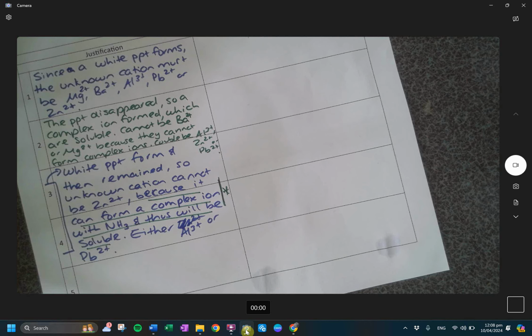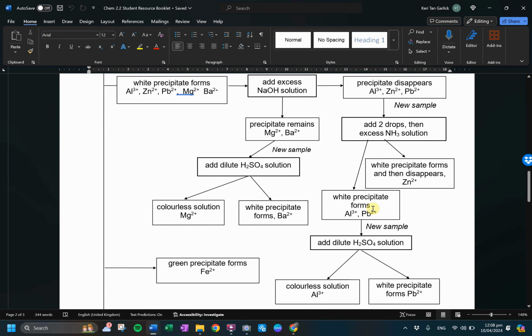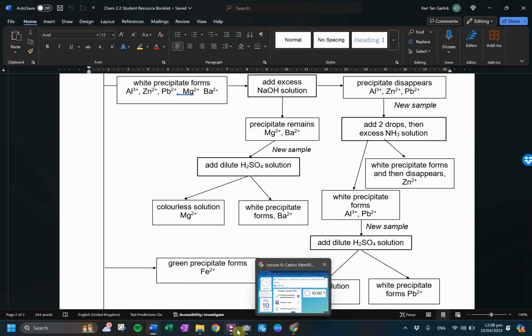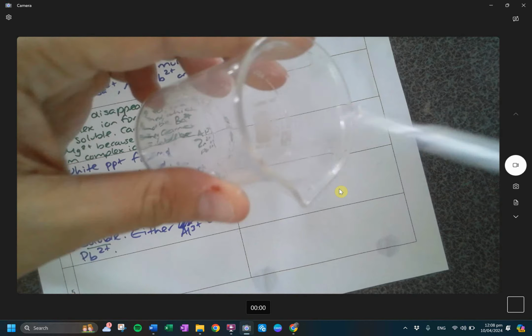Cool. All right, next step on the flow chart then, when we're looking at it, it says, white precipitate forms and disappears, it is zinc. If a white precipitate forms and remains, then we have aluminum or lead, and we get a new sample. So once again, we're taking that out. And what we're doing is we're adding the sulfuric acid. So we take our unknown, we add sulfuric acid, and we should not get a precipitate because we are dealing with aluminium.